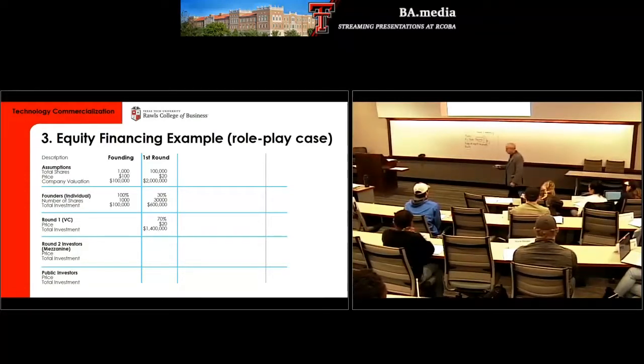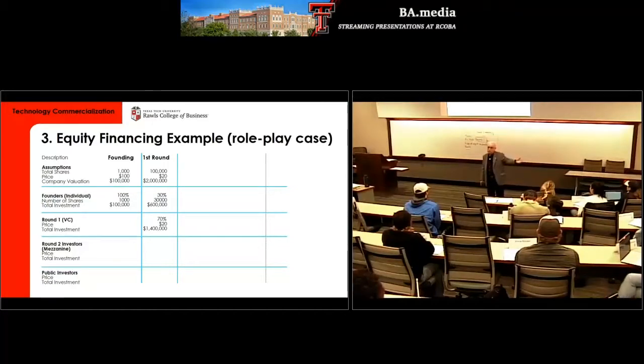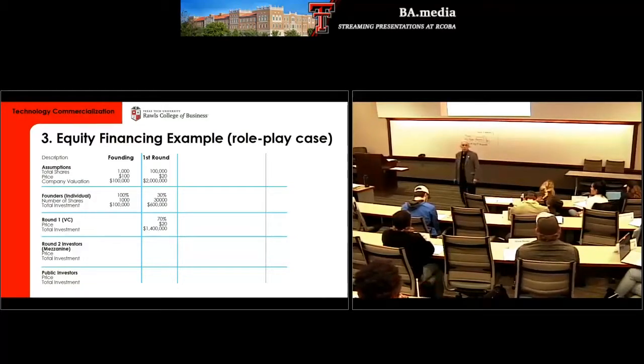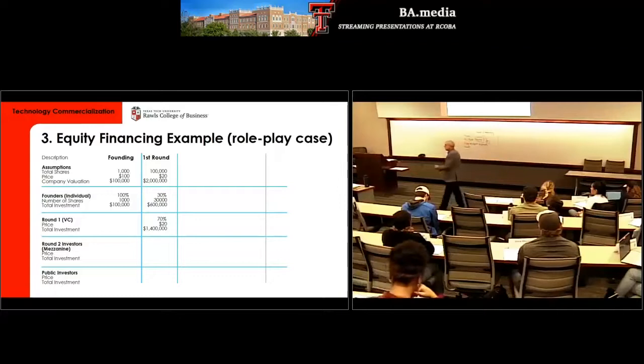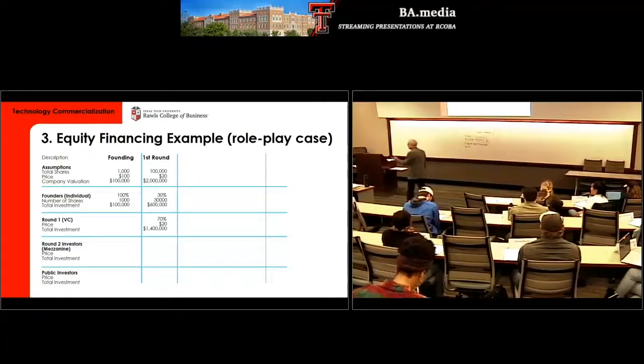Okay, so 70%. So this divided by 0.7 grosses up to $2 million. Okay? So what did they really appraise it at? Maybe it was $2.5 million. Maybe it was $1.5 million. But it comes out at $2 million. 70% comes to $1.4 million. Okay, so the question is, Trent, are you going to make the deal?